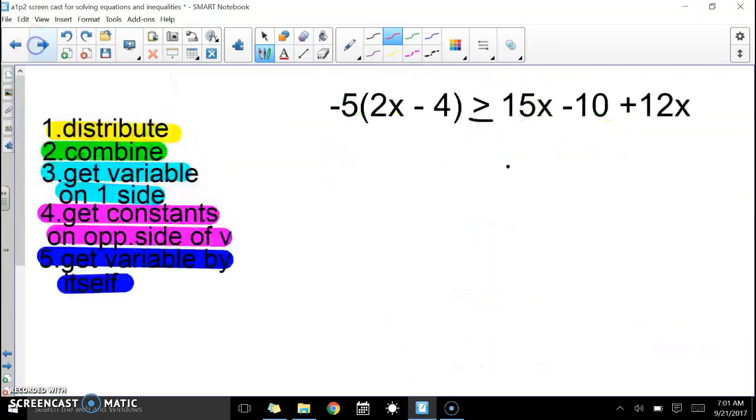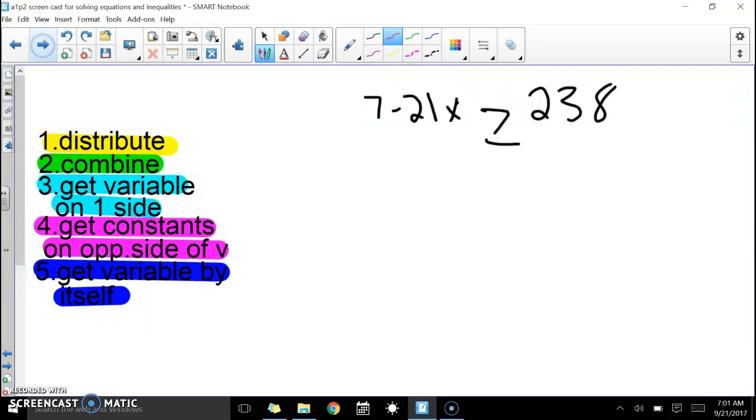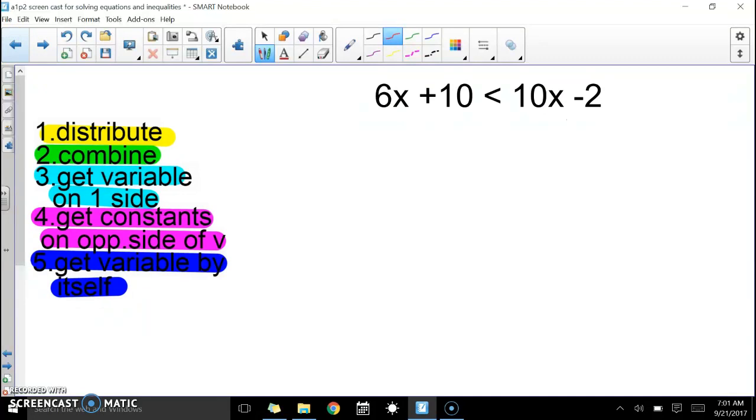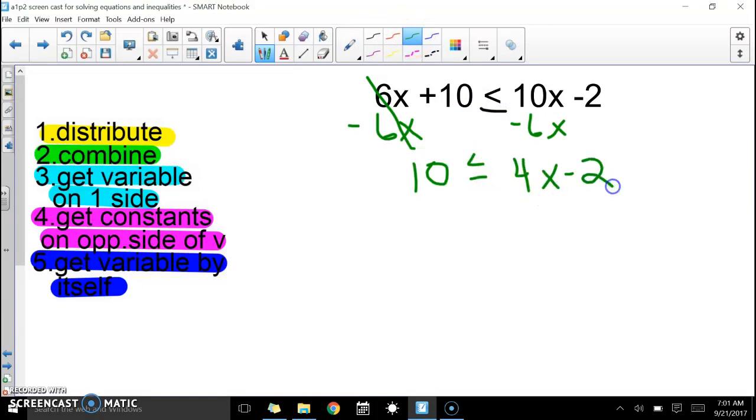Okay, let's see, how many more? This one right here, I can't distribute. Nope, I can't combine like terms. And the next step says get variable on one side. So that's what I'm going to do. I'm going to subtract 6x here, subtract 6x here. Then I'm left with 10. Let's pretend this says or equal to. 10 is less than or equal to 4x minus 2.